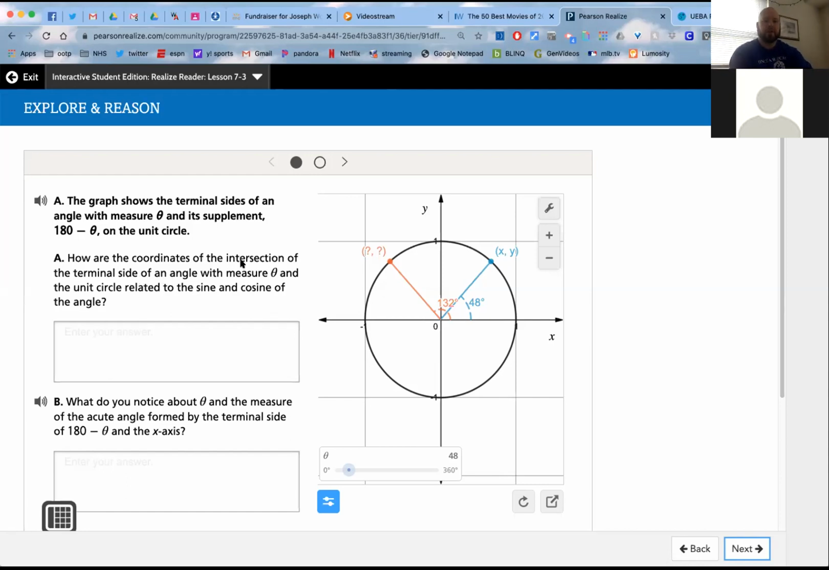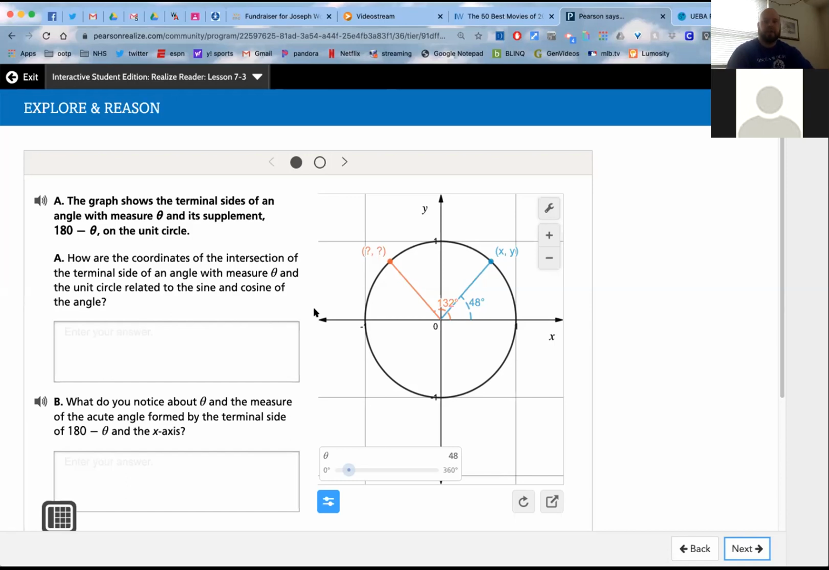They want to know the coordinates of the intersection. So two things are intersecting. So they're intersecting the terminal side of the angle. So that's the blue thing. That's the terminal side. And the unit circle. So the blue side and the unit circle intersect at point x comma y, and the supplement angle and the unit circle intersect at point question mark. So we're going to figure out what those question marks are at some point. So we need to figure out how those things are related to the sine and cosine of the angle.